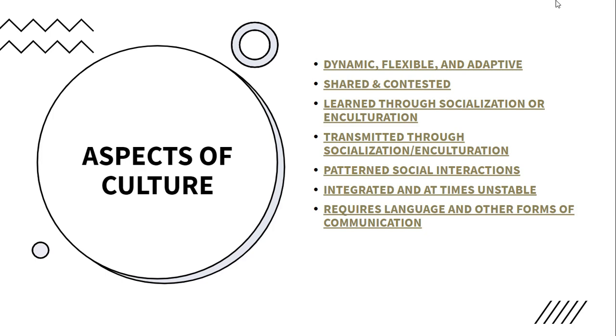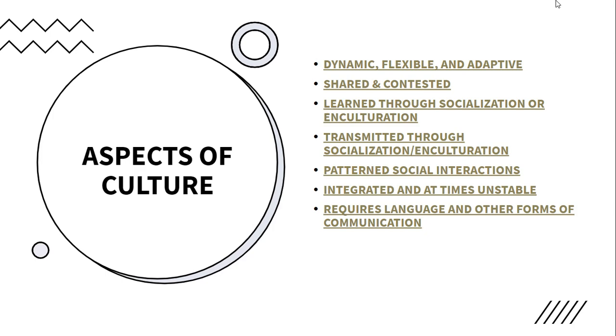First, it is dynamic, flexible, and adaptive. Second, it is shared and contested. Third, it is learned through socialization or enculturation. Fourth, it is transmitted through socialization or enculturation. Fifth, it is patterned social interactions. Sixth, it is integrated and at times unstable. Lastly, it requires language and other forms of communication.